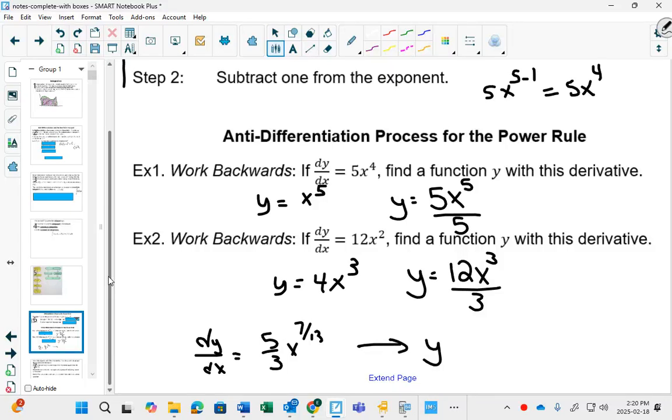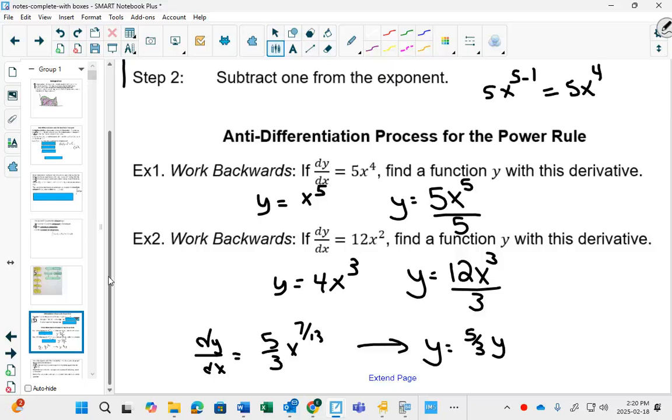But the new process would say, don't worry about the 5/3. Add 1 to the exponent. You know how in derivatives you got really good at subtracting by 1? You're going to get really good at adding by 1. These are skills that you thought you had down pat before you got into AP Calculus. But not. AP Calculus has taught me I'm really good at subtracting by 1 and adding by 1.